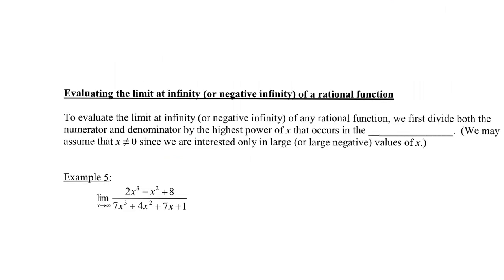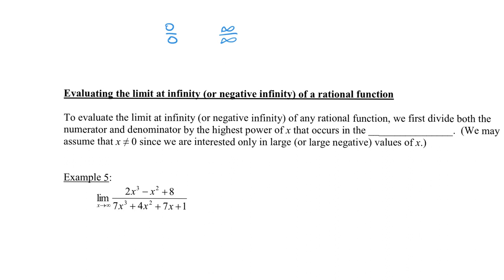So the next topic we talk about is evaluating the limit at infinity or negative infinity of a rational function. But just before we get started, if you remember in section 2.3 we started seeing these indeterminate forms of 0 over 0. So today we're going to start seeing another indeterminate form of infinity over infinity. And we'll see that a lot when we look at these rational functions and we're taking these limits at infinity.